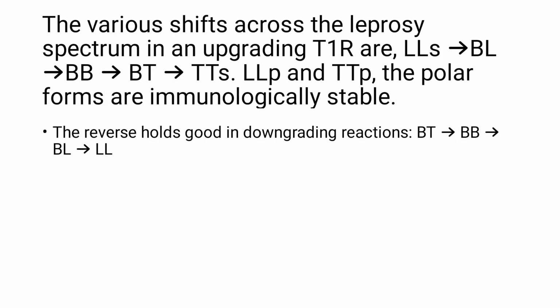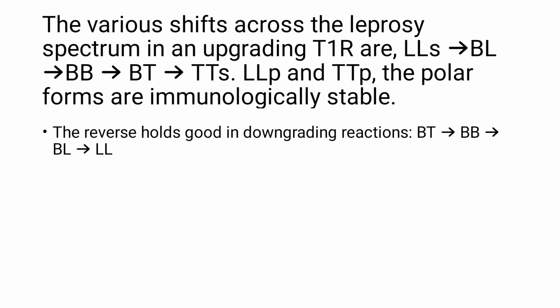The various shifts across the leprosy spectrum in upgrading type 1 reactions, in which the lepromatous pole is converted towards the tuberculoid pole, go from lepromatous leprosy to borderline lepromatous, borderline tuberculoid, and tuberculoid. The lepromatous leprosy pole and the tuberculoid pole are the most immunologically stable forms.